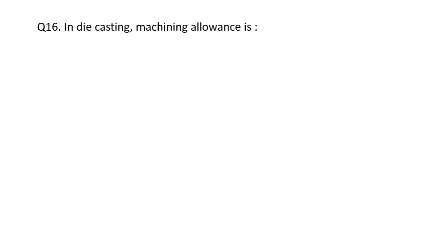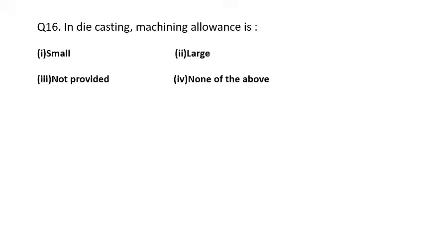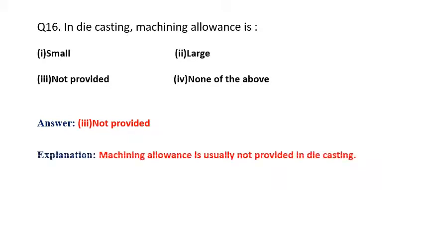Question number 16. In die casting, machining allowance is option 1 small, option 2 large, option 3 not provided, option 4 none of the above. The correct answer is not provided. In die casting, machining allowance is usually not provided.